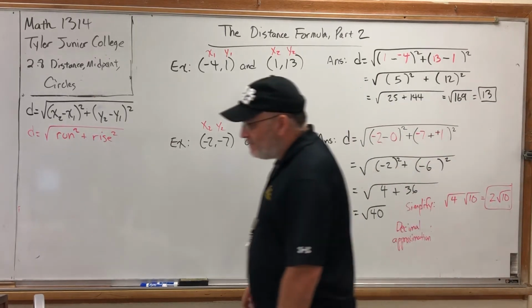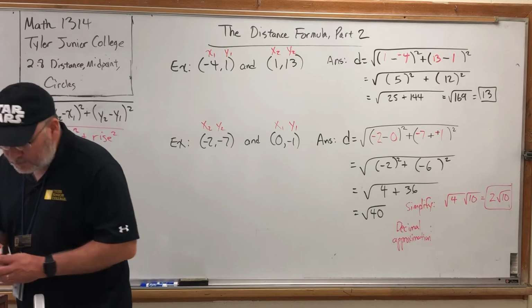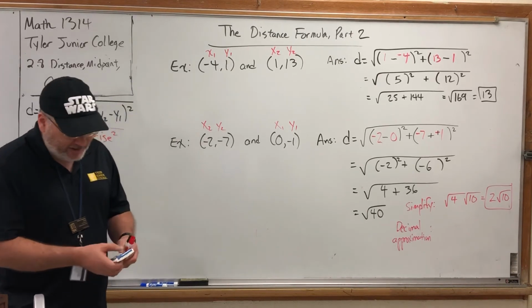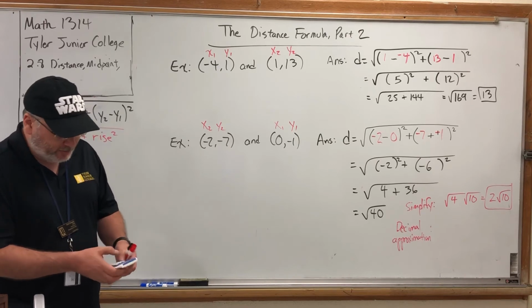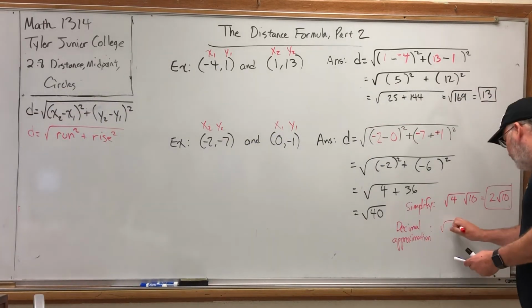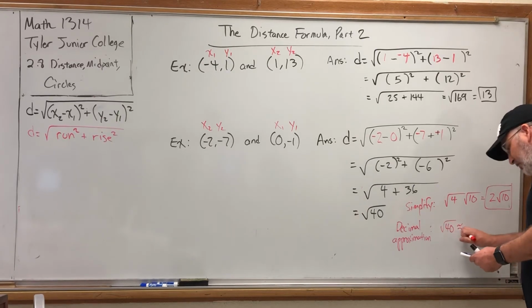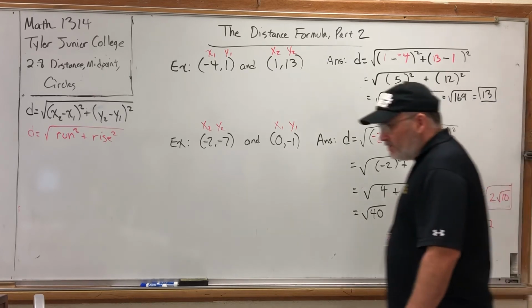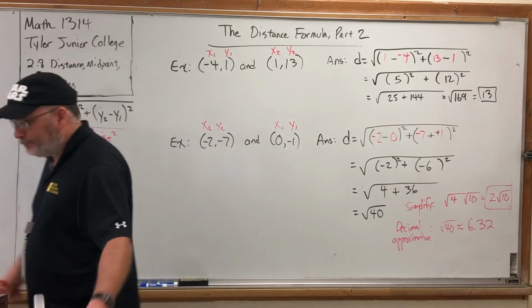But if I'm just approximating the distance, then I really don't need to simplify the square root. I can just put the square root of 40 in a calculator. And we'll take it to 2 decimal places. The square root of 40 is approximately 6.32. The next digit is 4, so the 2 didn't round up.